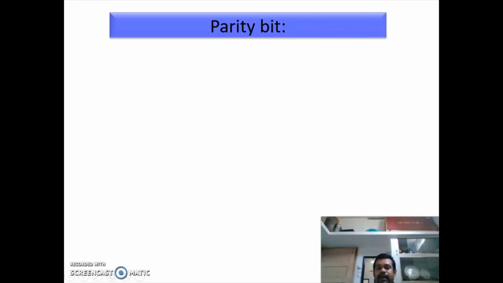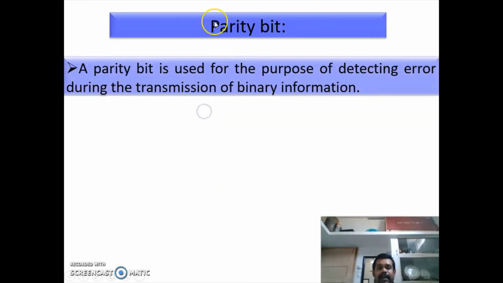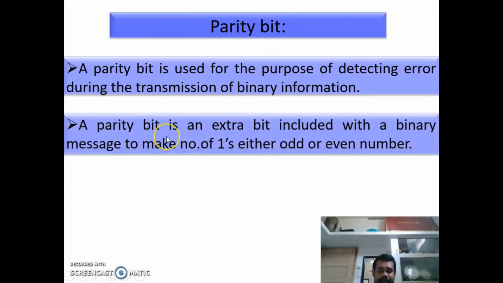Next we are going for error detection and error correction codes. First we are going to see the parity bit. So what is parity? A parity bit is an extra bit which is included with a binary message to make the number of ones in the message either odd or even.